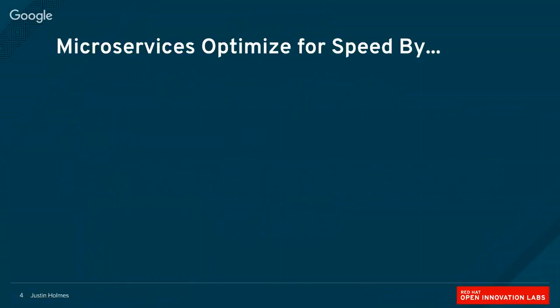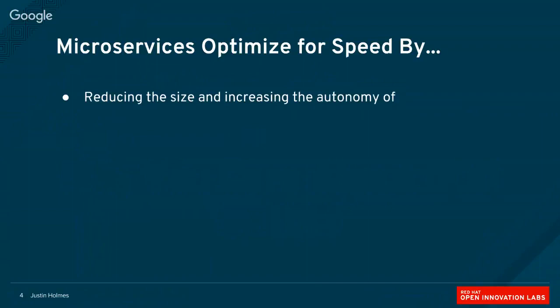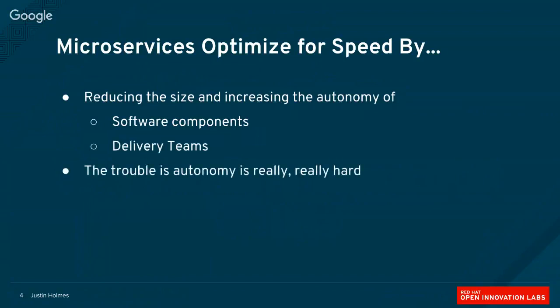And so it's important then to talk about why microservices have this connection to domain-driven design. It's really around the optimizations that microservices make in your architecture. Christian Posta, who's one of our colleagues here at Red Hat, has done a lot of work talking about how microservices, more than anything else, optimize for speed. And they do that in 2 interesting ways. The first thing that they do is they reduce the size and increase the autonomy of 2 different things. The first is software components, but they also do that for delivery teams. And that's really important to think about.